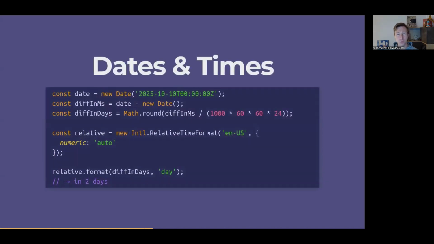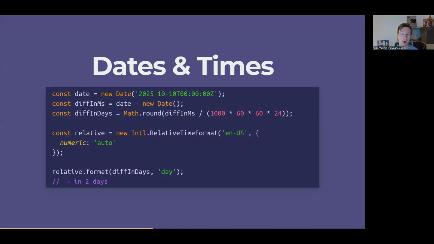Now, something that's annoying about relative time format is that it doesn't take a set date, but a number and a unit. So if you have a date, for example, the release date of a blog post, you need to calculate the difference between that date and now in the appropriate unit yourself.